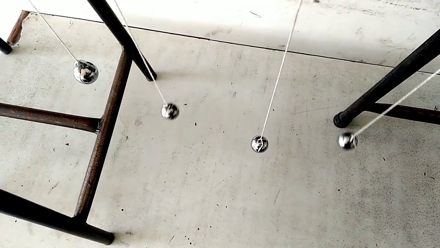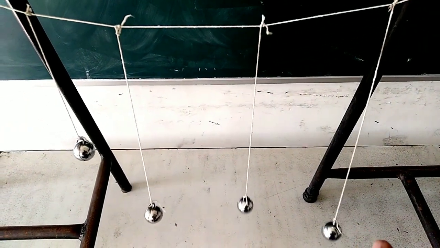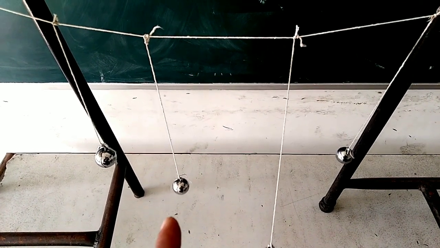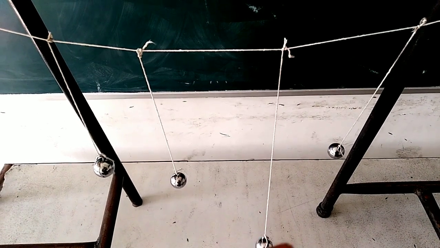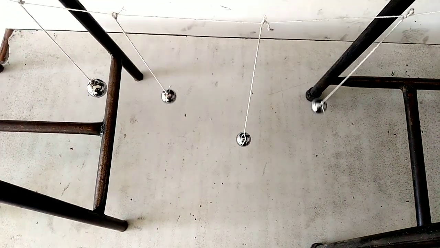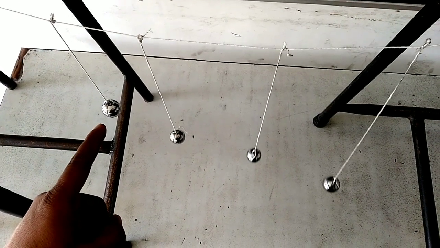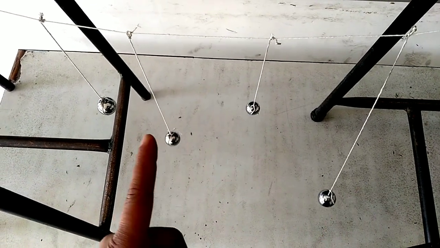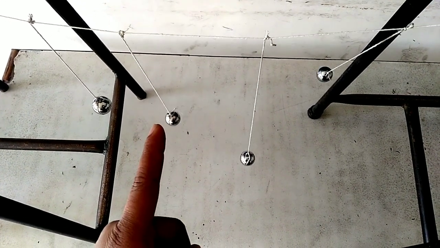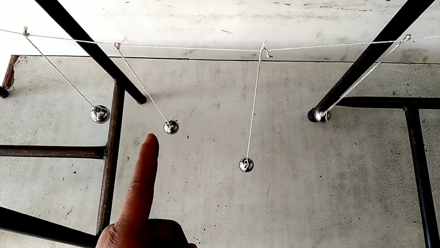Here this is pendulum D which is transferring energy to B, but C is vibrating out of phase. Now B and D are in same phase and A is experiencing forced vibrations. A and C are experiencing forced vibrations. B and D are experiencing resonance. The pendulum D is transferring energy to B only.